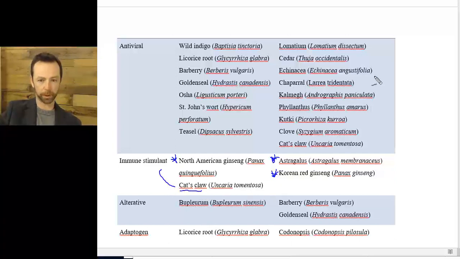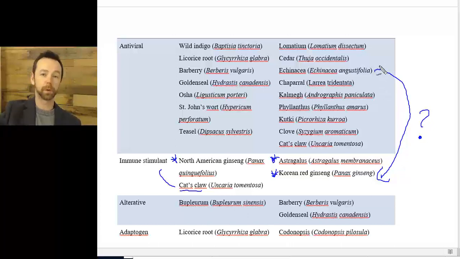And one you might be wondering about is echinacea. Does this belong down here? I'm going to put a question mark there. Because, does it? We're not sure. Like we said a moment ago, it has probable benefit in treating at least common upper respiratory tract infections. We're not exactly sure.